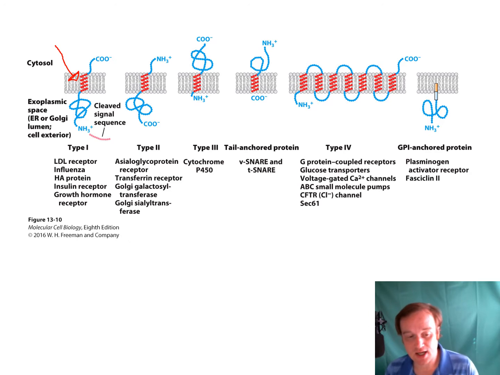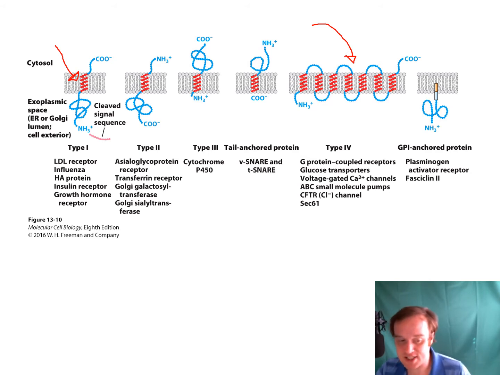And so looking at type 4 proteins here, these are multiple transmembrane helices. And so as you can see, the same protein, the same amino acid chain, spans the membrane multiple times. And that's what makes it different from type 1, 2, and 3, as well as the tail-anchored proteins, is that this one goes across multiple times.